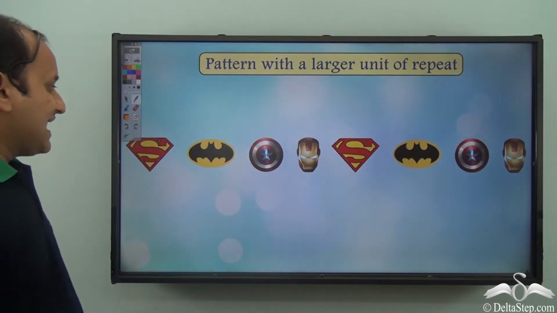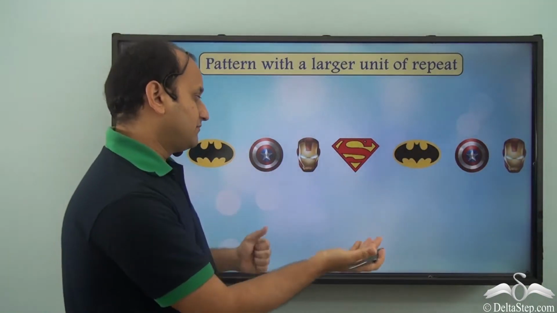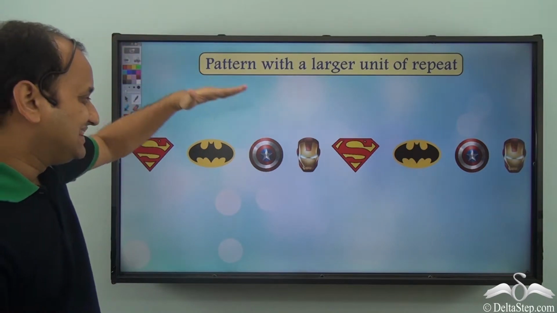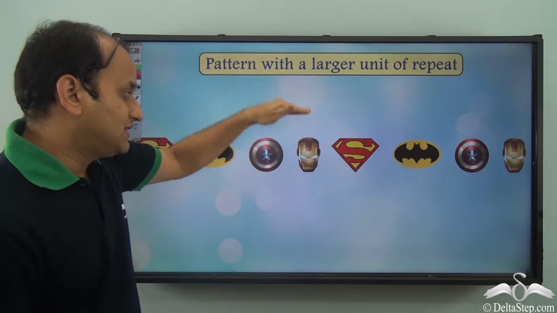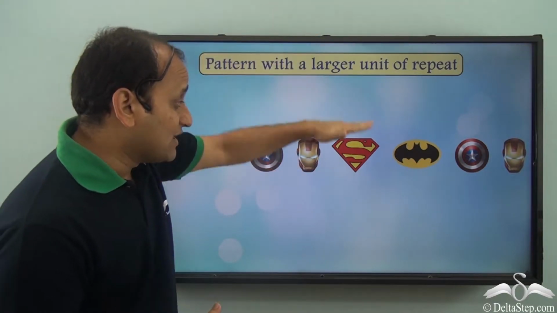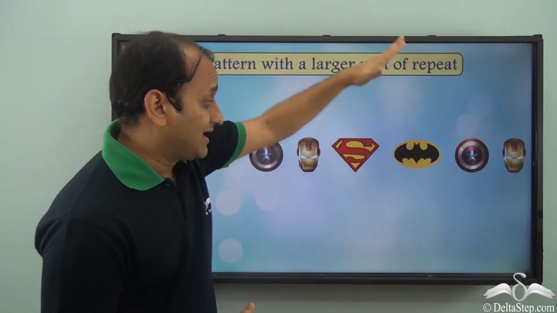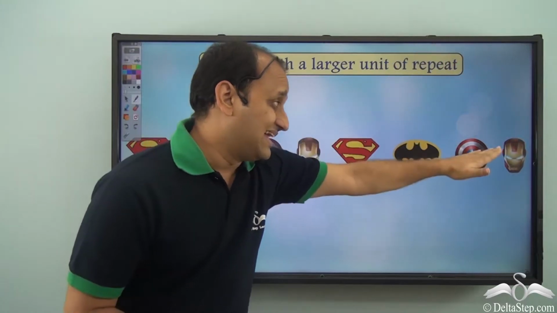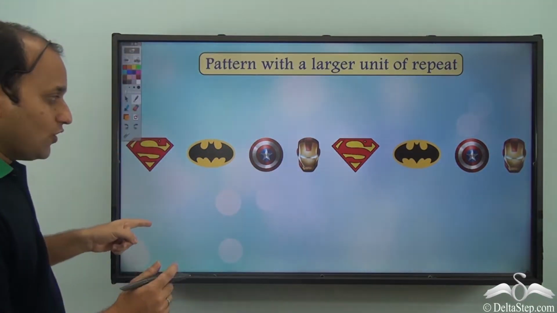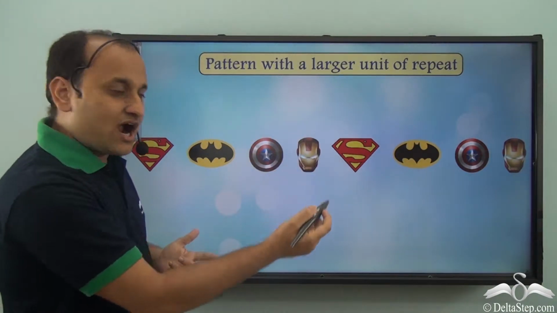Now here again I have a pattern. What is the pattern? Well, I have a Superman logo, then a Batman, then a Captain America, then an Iron Man. I haven't seen a repeat yet. Now I see a Superman, again I see a Batman, then Captain America, and then Iron Man. So where did the repeat start?